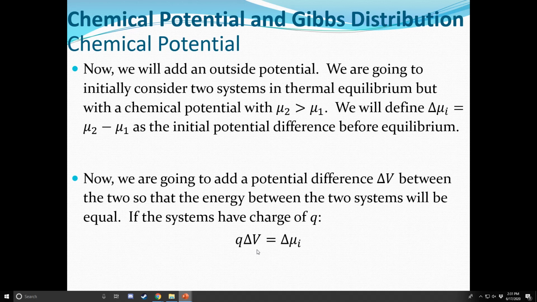Even though we're calling this chemical potential, I guess it would be easier to call it a potential energy difference. I think we're trying to avoid the use of the word energy, but it is a type of energy. So the potential energy difference between the two systems will end up being equal to the amount of energy that is needed to move a charge between the two electrical potentials.